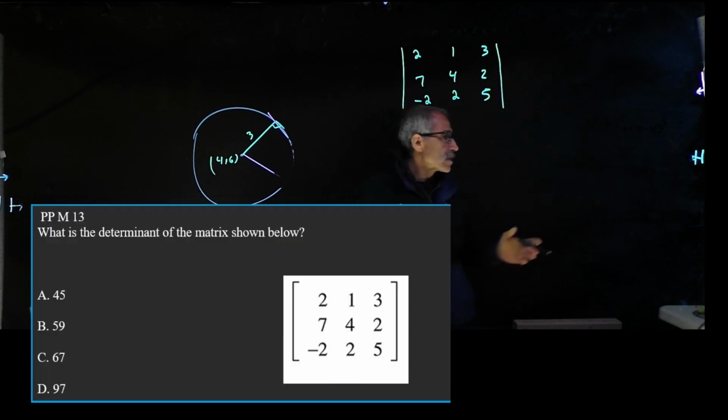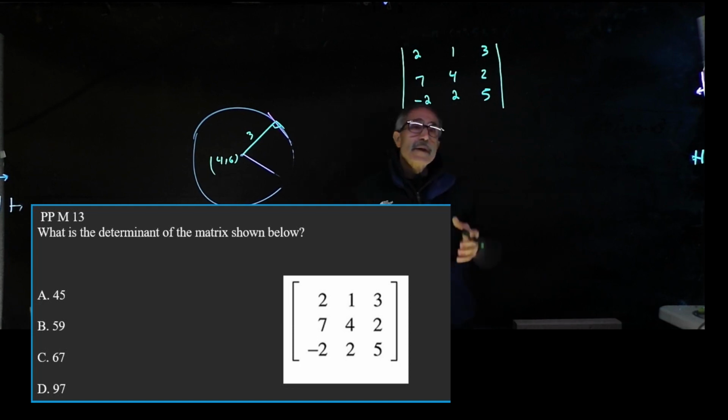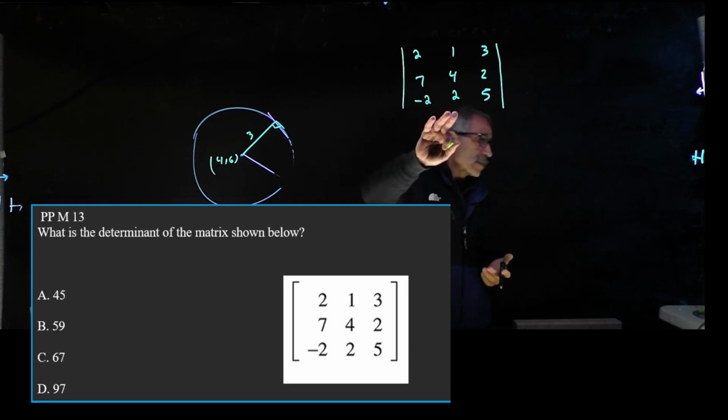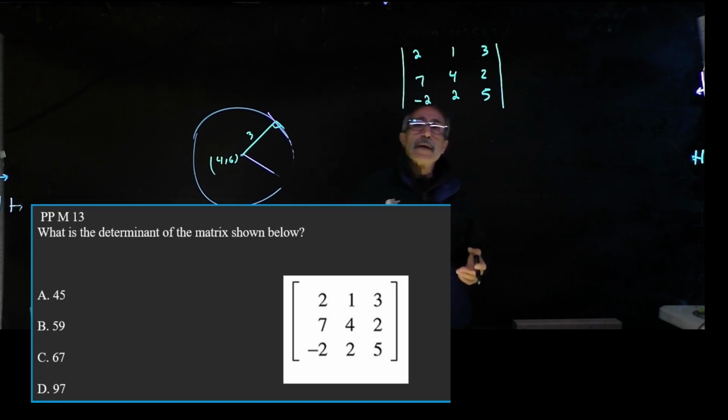Okay, they're giving you this. Look at this problem: what is the determinant of the matrix shown? This is really easy. Once you know how to do it, it should take you less than 30 or 40 seconds to do this problem. So you write the matrix down like this, and then you repeat these two columns again.